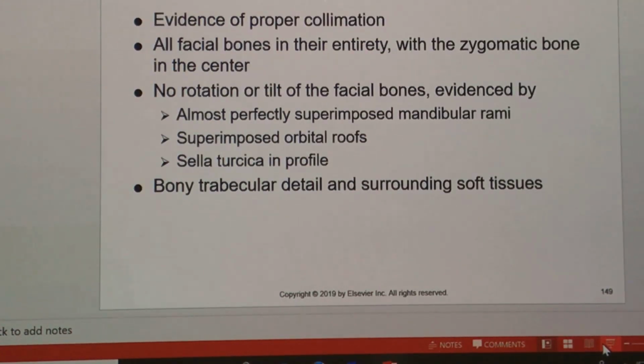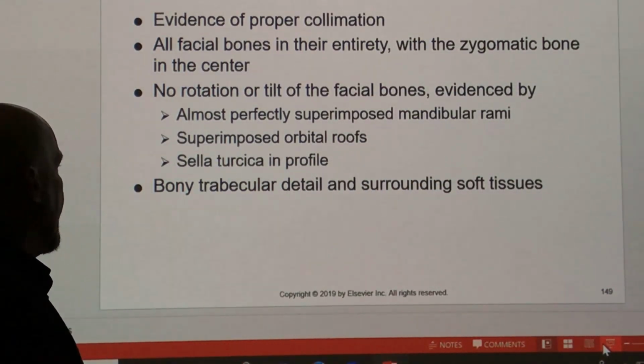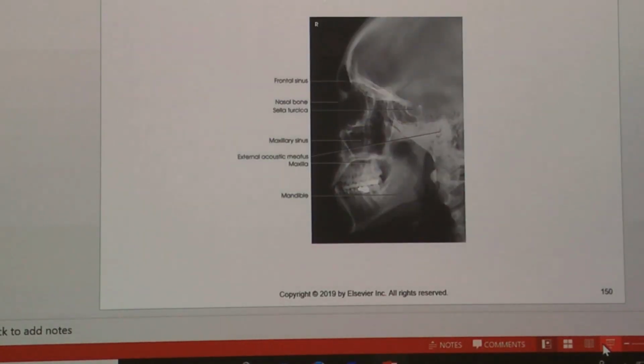All right, so again, you're going to look at the mandibular rami, superimposed orbital roofs, and make sure that the sella turcica is in profile, profile being just like a profile on a criminal. It's that side view. Just make sure that your central ray is such that it includes it, but it's also not rotated in any way. So it looks like that.